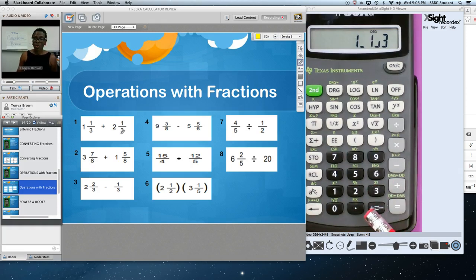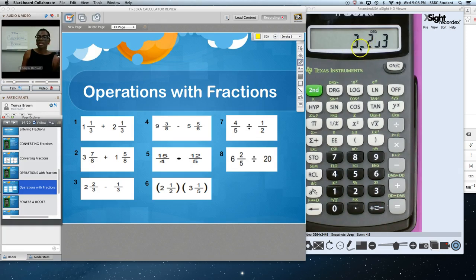If I press equal, what's going to happen? I can leave it just like this, and I can add it to my next number, which is 2 1/3. So 2, fraction key, 1, fraction key, 3. And then I press equal. And what do I get? Great. 3 2/3. How do I know that this is not a mixed improper fraction?